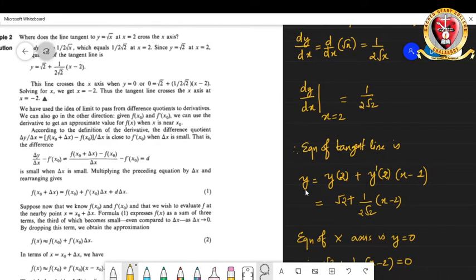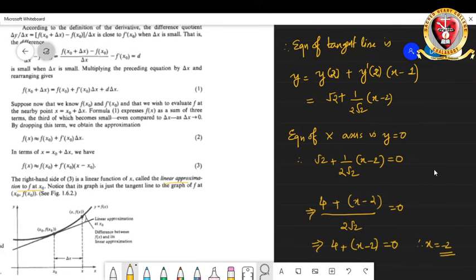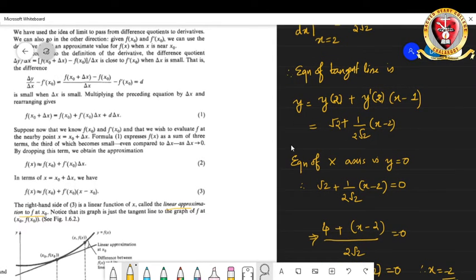Now what is the equation of the line? The equation of the line is y is equal to, instead of f of x, we are just using y, y is equal to y of 2 plus y dash of 2 into x minus 2. So y of 2 you calculate to be root 2, y dash of 2 will be 1 by 2 root 2, we calculated it here, and into x minus 2. Then you rearrange, and finally you get the equation to be this.